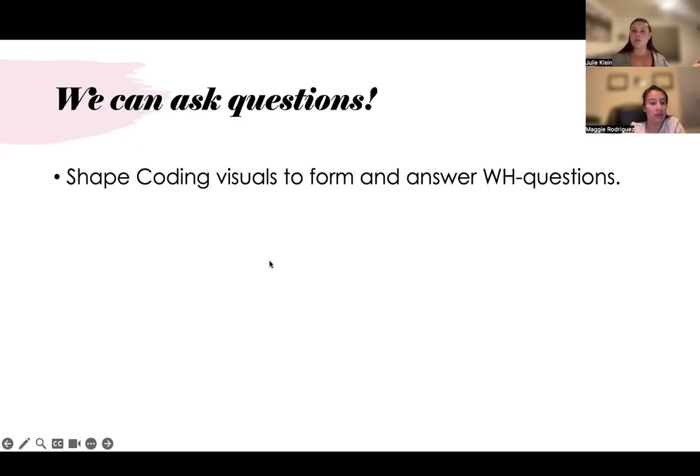So we can ask questions too with all these shapes. Shape coding visuals. We're going to use shape coding visuals to form and answer WH questions. So sometimes we want to ask about one part of our sentence. That's how we make questions. So I'm going to model one for you. The boy is eating pizza. If I want to ask about the who, I say, who is eating pizza? If I want to ask about the what, I say, what is the boy eating?